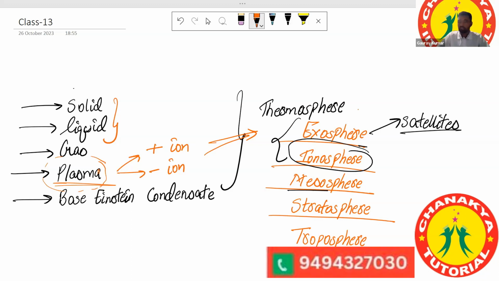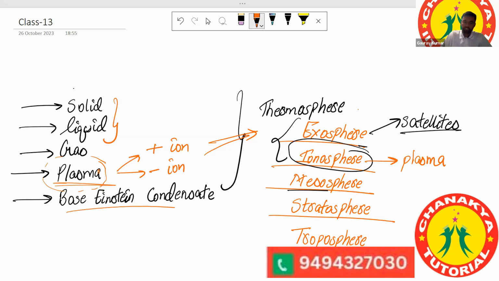So ionosphere contains ions, highly contains plasma. So these are layers of atmosphere on Earth, and there is ionosphere. Ionosphere contains plasma. Plasma means there are highly energetic ions. Ions mean positive ion, negative ion. So these are highly energetic and these are present in our atmosphere.